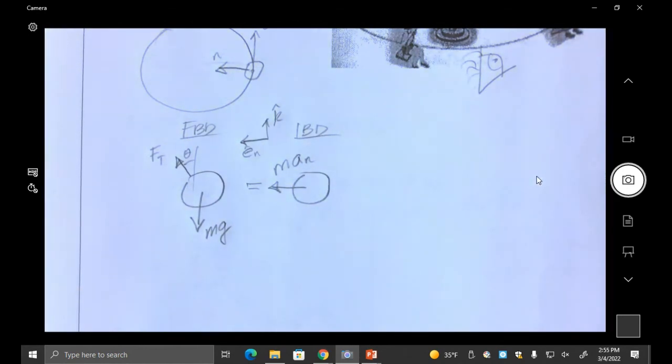So the problem here that we're faced with is we don't know the tension, but we do know the angle. So our strategy here is let's see what happens in the z direction first. Because there's no acceleration in the z direction, we'll be able to find what the tension is. So now, in the normal direction, knowing the tension, we'll be able to figure out what the acceleration is. And knowing the acceleration, we'll be able to figure out what the velocity is.